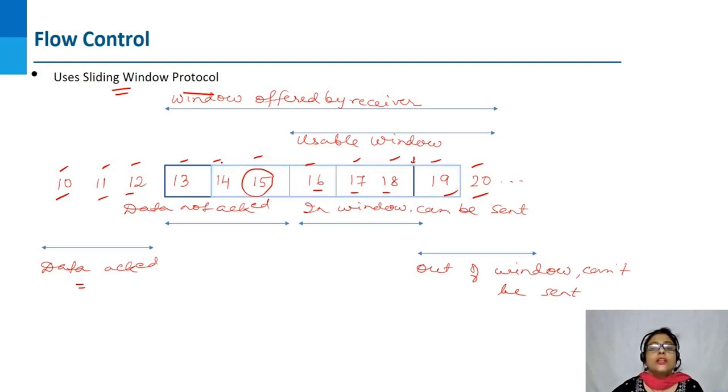Now here the window is shifted to the right, so the window goes up to 19. Next, the window can be shifted still to the right, and the last data packet that can be sent is 20. That is the reason I have shown here the window offered by the receiver.